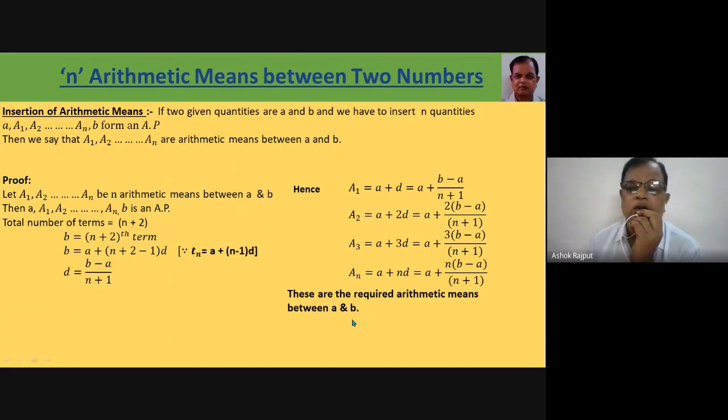So thus we can insert n arithmetic means between the given numbers. It is very simple. We have derived it here, but when numbers are given, you can find it in an easy way. First you will find the difference, then you will find A1, A2, A3, and so on up to An. This is very simple. There is a need to practice, and on the basis of this formula you will solve many sums for practice. It is very useful for you.